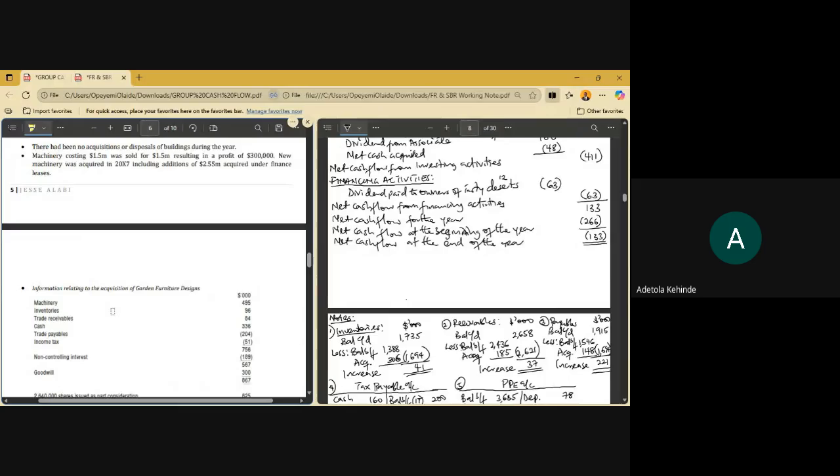Note, there had been no acquisition or disposal of buildings during the year. Machinery costing $1.5 million was sold for $1.5 million, resulting in a profit of $300,000. New machinery was acquired in 20x7, including additions of $2.55 million acquired under finance lease.